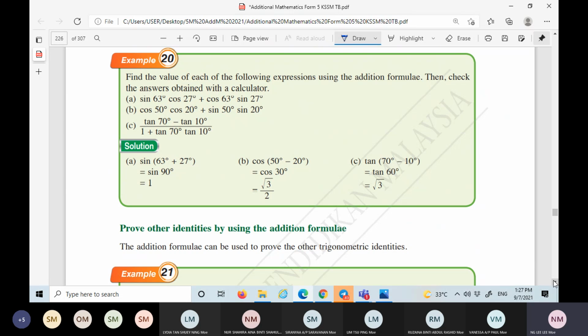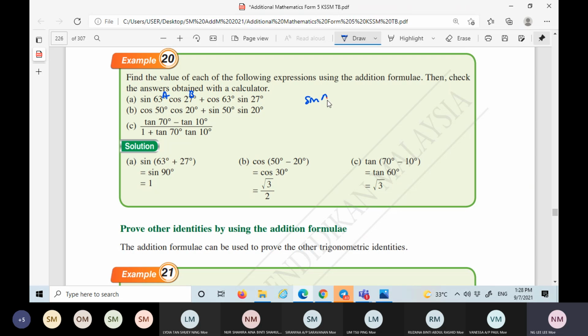Okay, next, find the value of each of the following expressions using the addition formula. Then check the answers with a calculator. So how to use this? Let's say this 63 is A, then 27 is B. So you have sine A cos B plus cos A sine B.